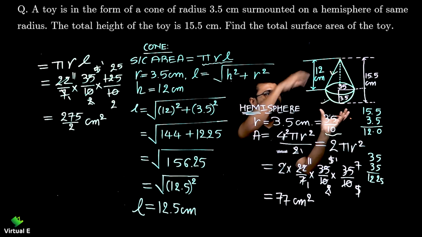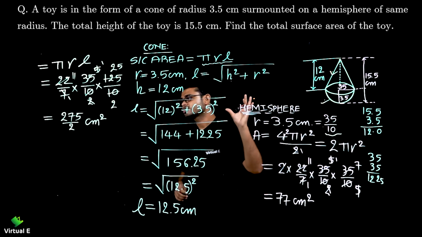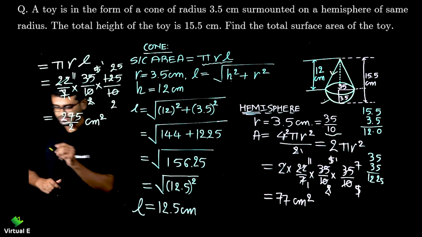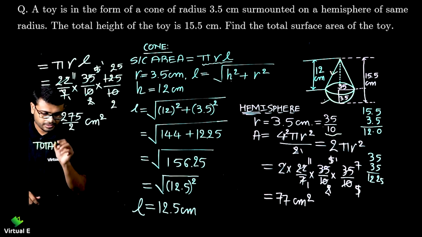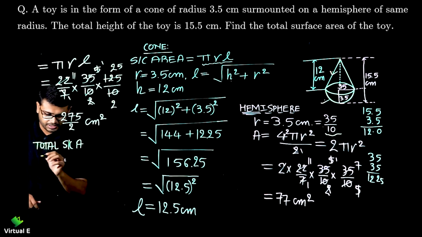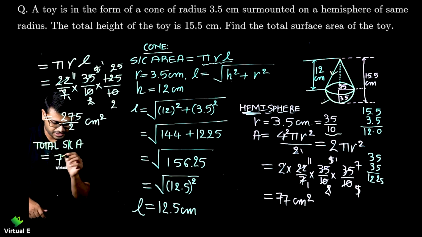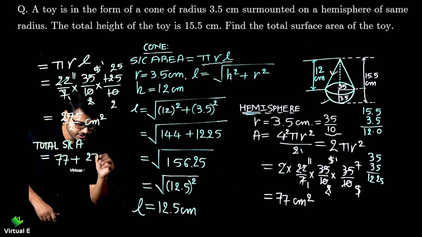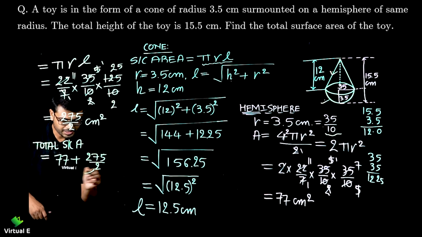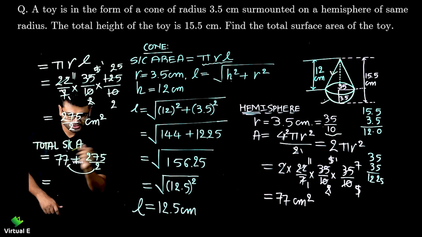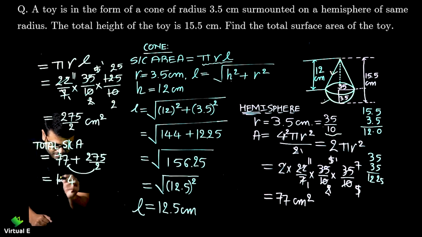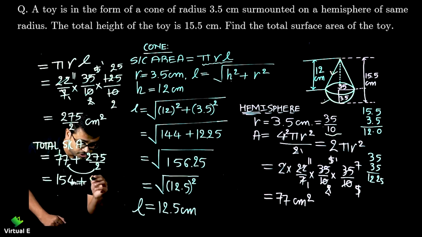When we join hemisphere and cone, we will get this particular solid shape. So we are going to add the surface area. So let's find the total surface area. Total surface area. So let's start with this hemisphere, which is 77 plus, what about the cone? It is here 275 by 2. Multiply this 2 with this one, so we'll get easily 7 2s are 14, 4 carry over 1. 7 2s are 14 plus 1 15, so 154 plus 275, denominator 2.